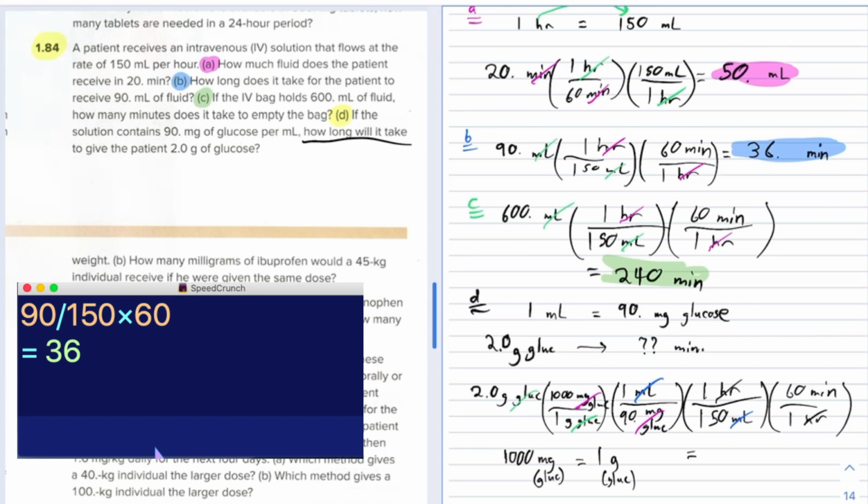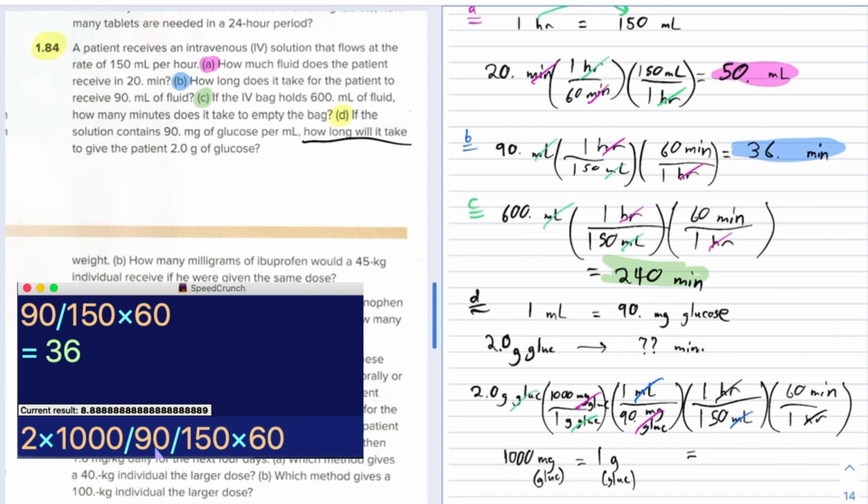Okay, that's a big calculation right here. So you see how we did this? We start with 2 grams of glucose. Convert that to milligrams of glucose using the gram to milligram conversion. Then go from milligrams of glucose to milliliters of fluid, because in 1 milliliter, that's how many milligrams you get. And then go from milliliters of fluid to hours using the flow rate, and then from hours to minutes. Let's punch it all in the calculator.